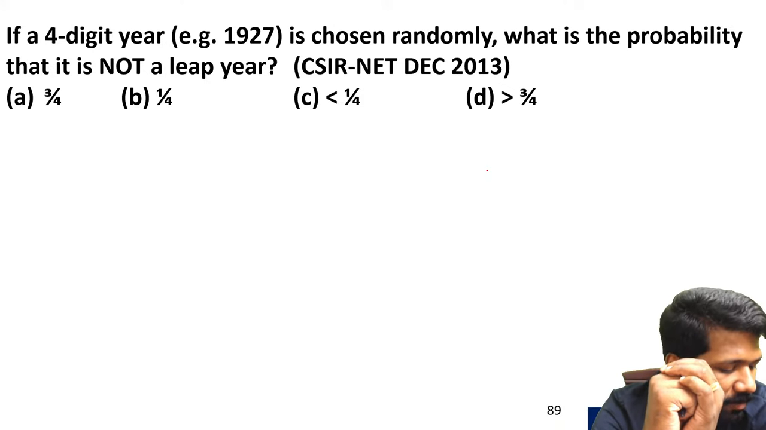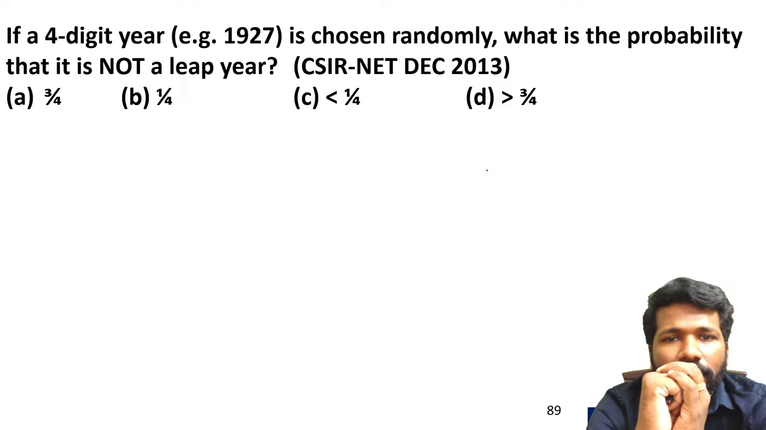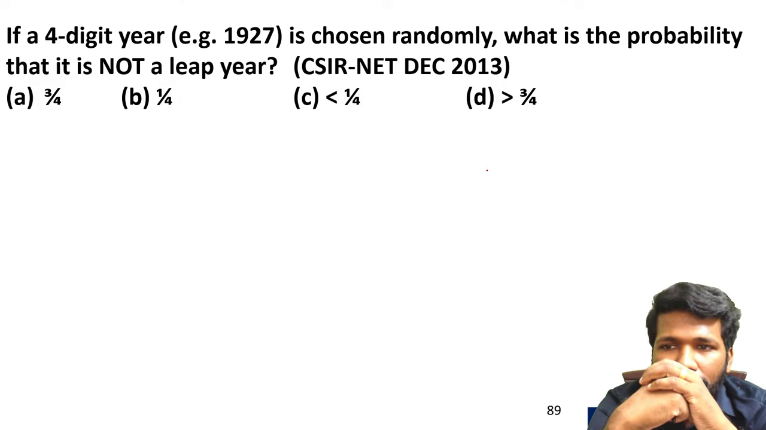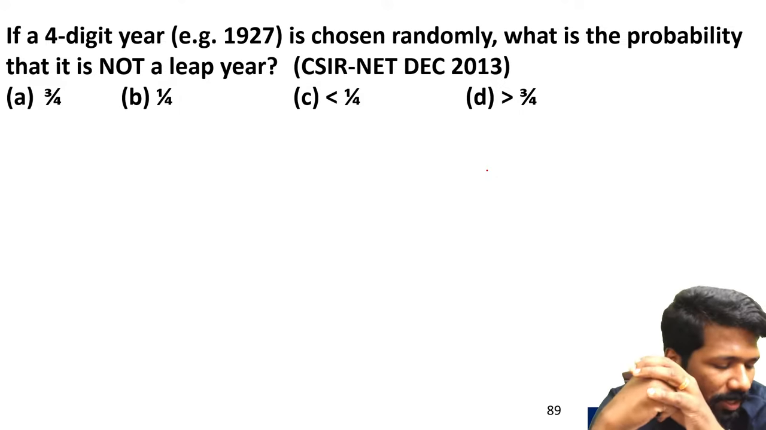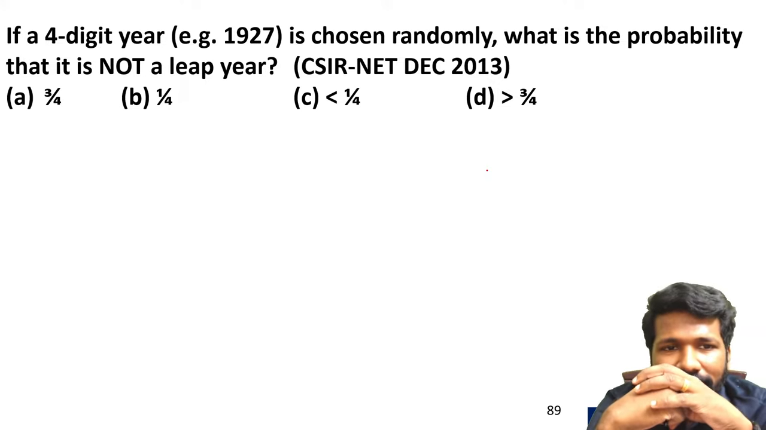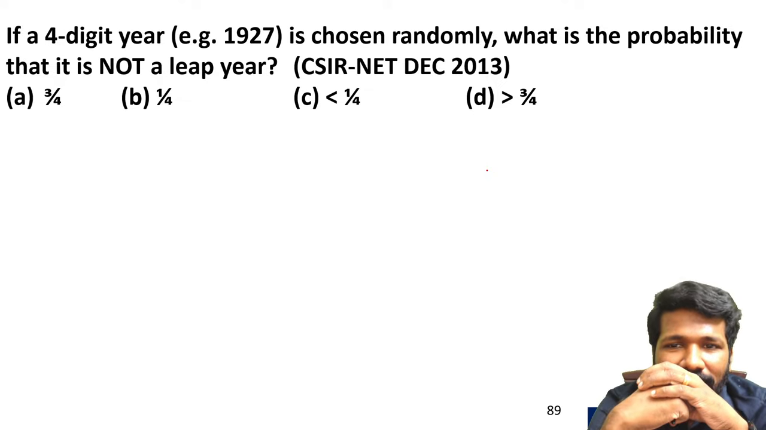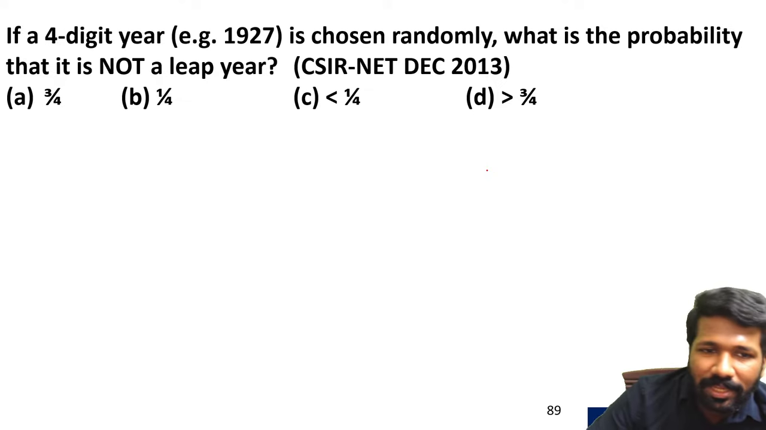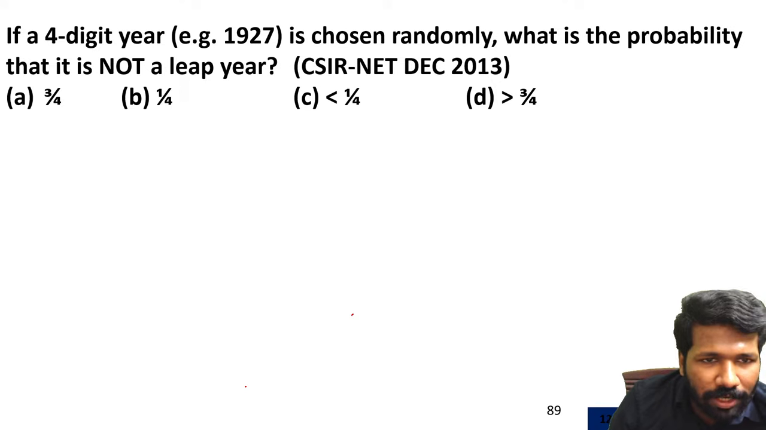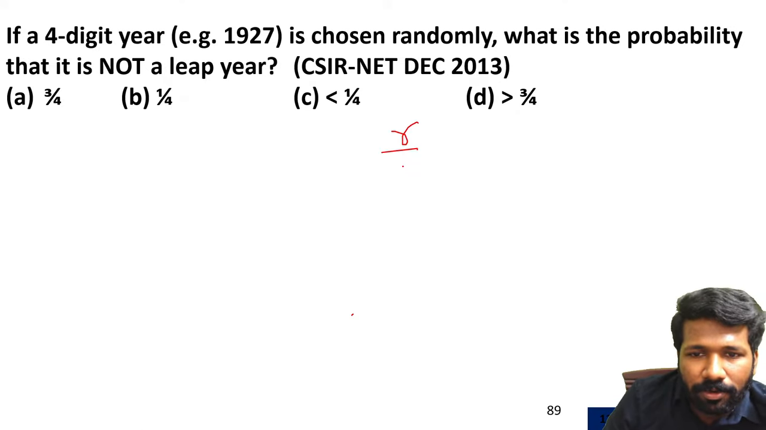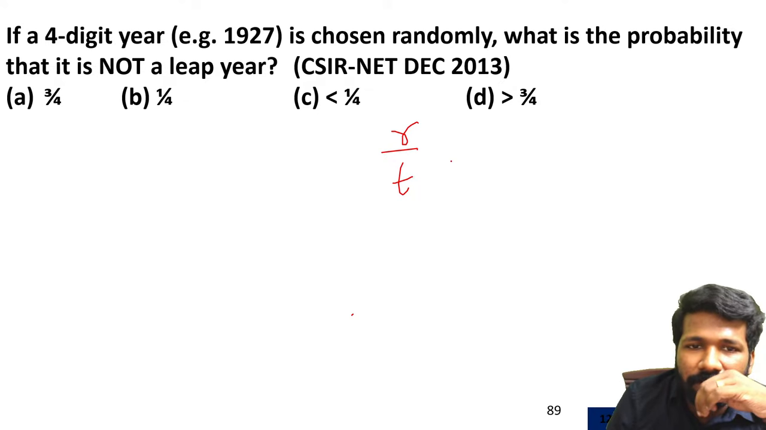Okay, due to lack of time, I will start explaining. If a 4-digit year is chosen randomly, what is the probability that it is not a leap year? Chosen randomly, that means in every 4 years, how many leap years are there? That is what the question is indirectly saying. In the probability chapter, I already told you, probability is required outcome divided by total outcome.